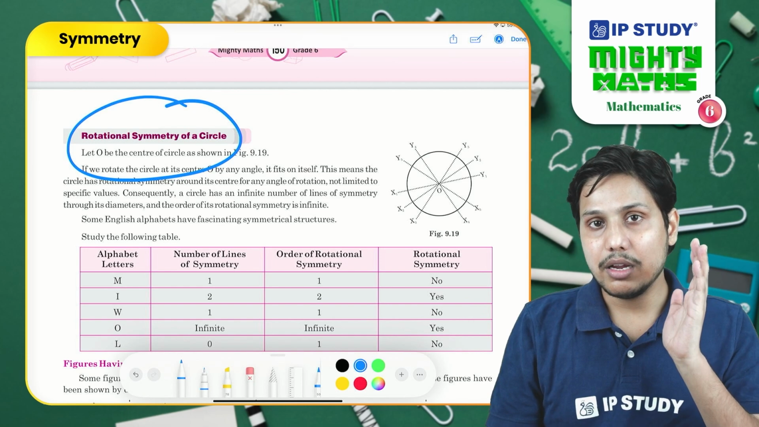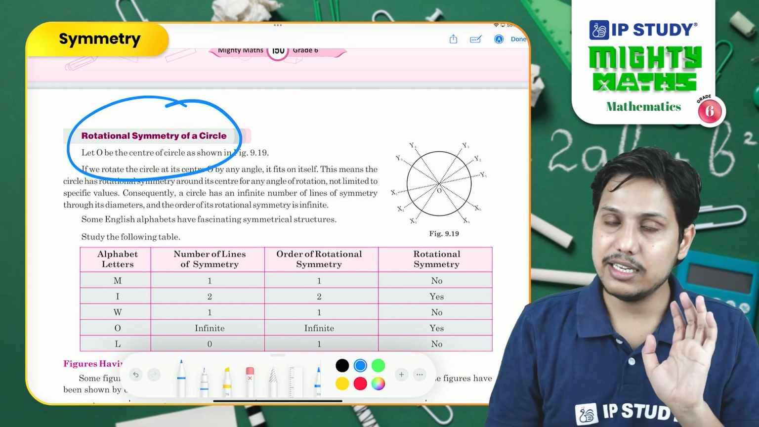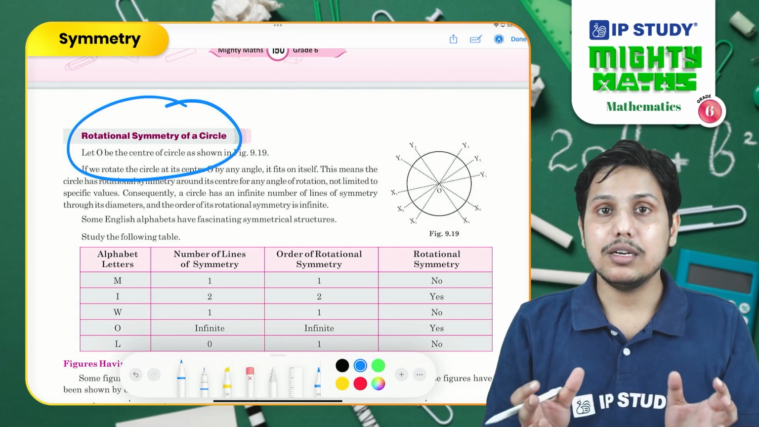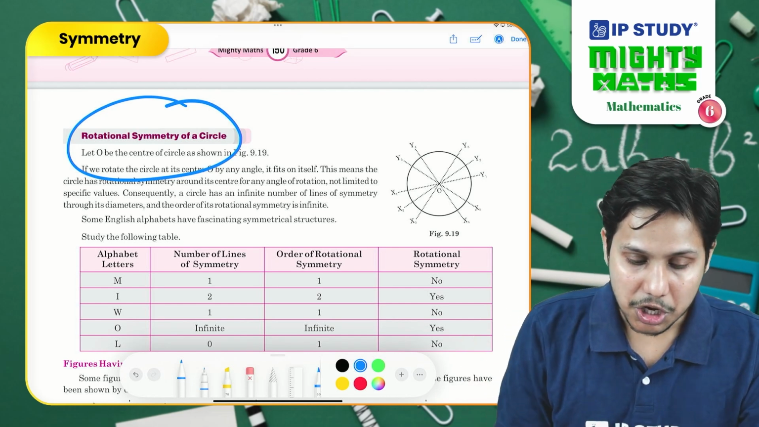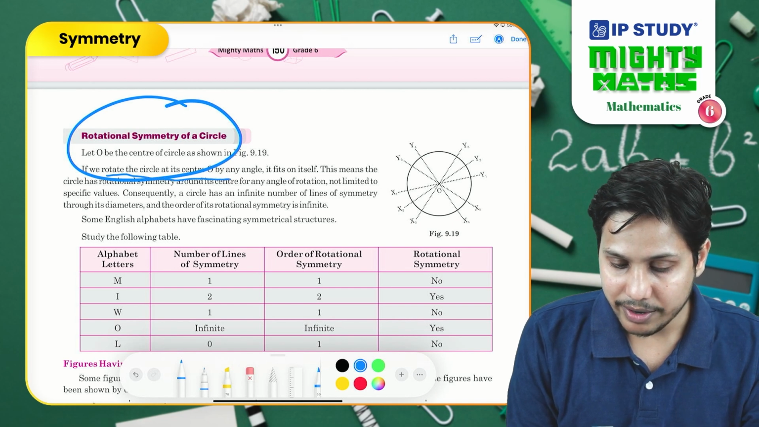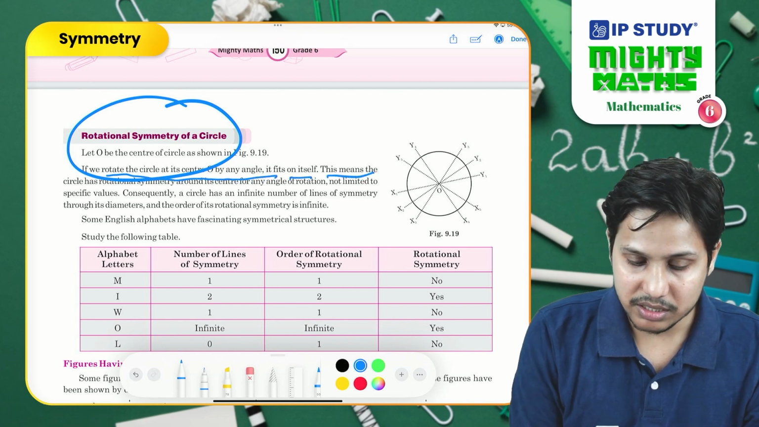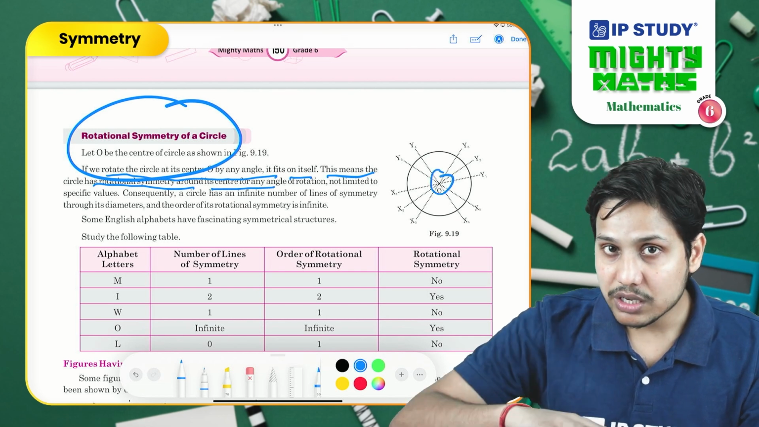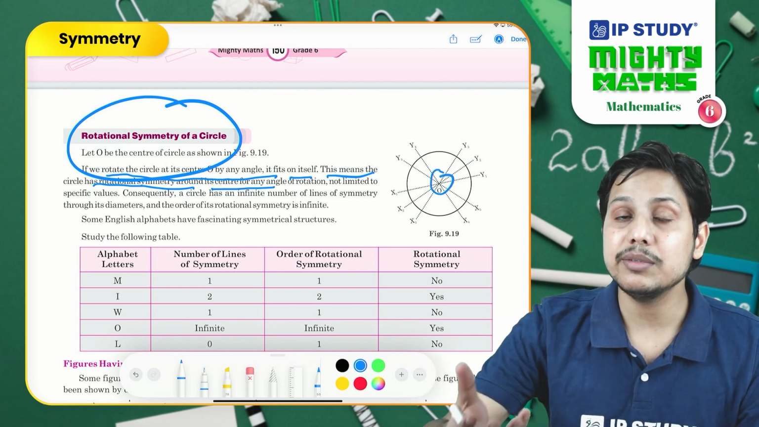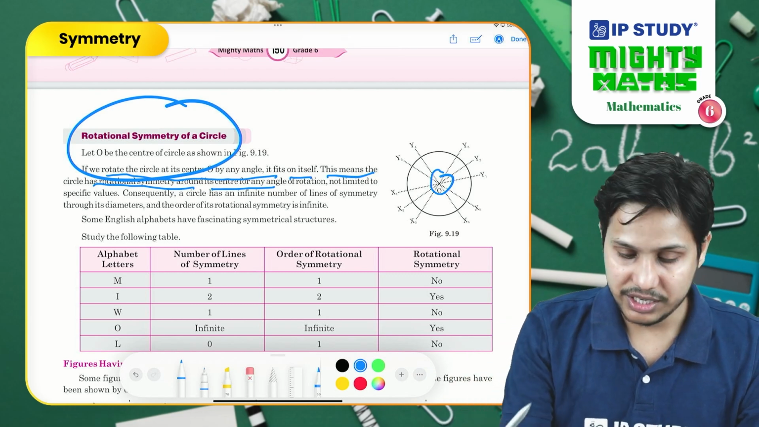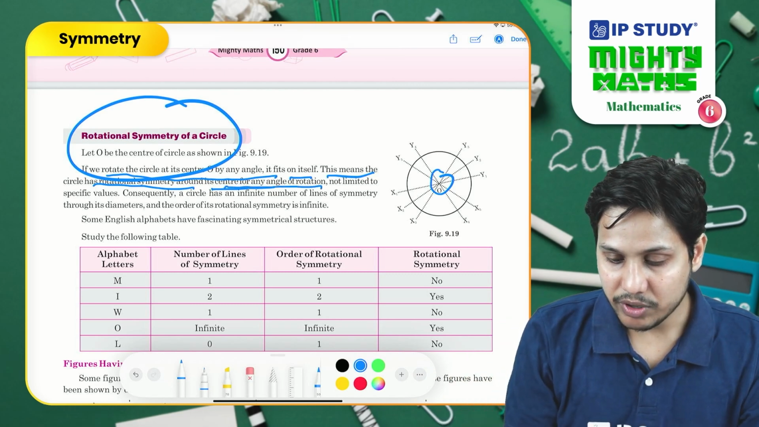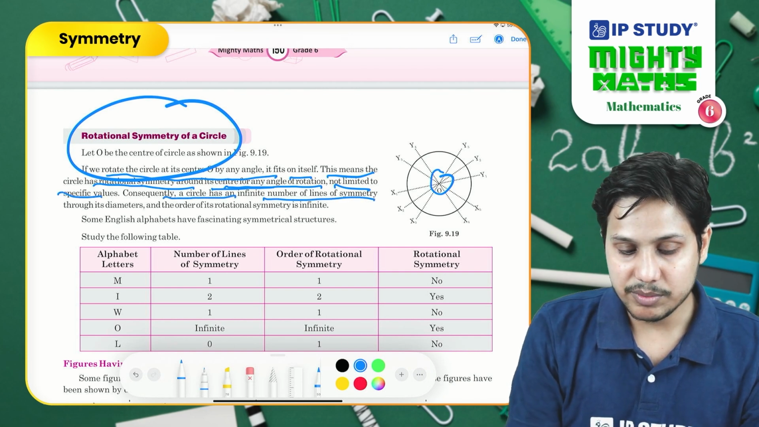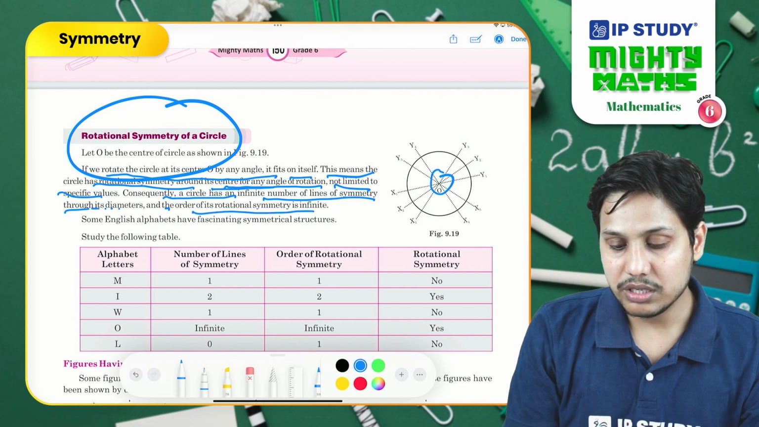So if we talk about the angle of rotation, any angle is the answer, and the order of rotational symmetry is infinite, because we can't count the number of times it will look the same. So if we rotate a circle at its center by any angle, it fits on itself. This means the circle has rotational symmetry around its center. The point through which a figure is rotated for rotational symmetry is called the center of rotation. It works for any angle of rotation, not limited to a specific value. Consequently, a circle has an infinite number of lines of symmetry through its diameter, and the order of its rotational symmetry is infinite.